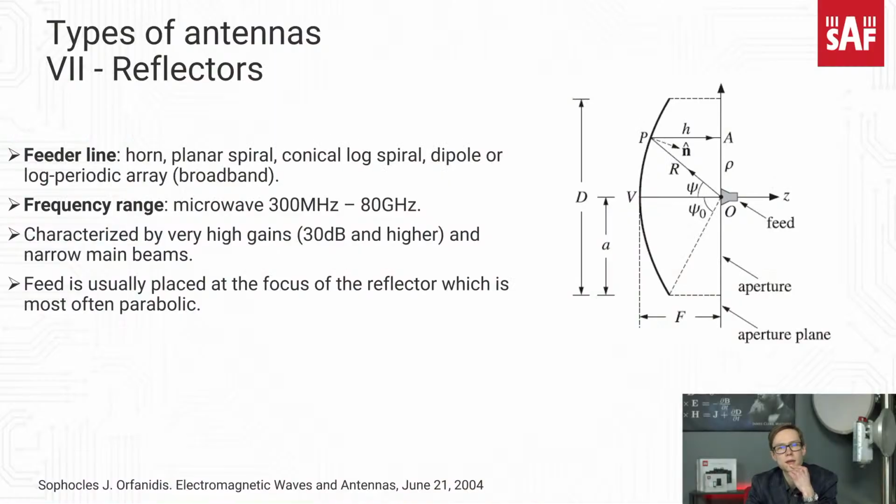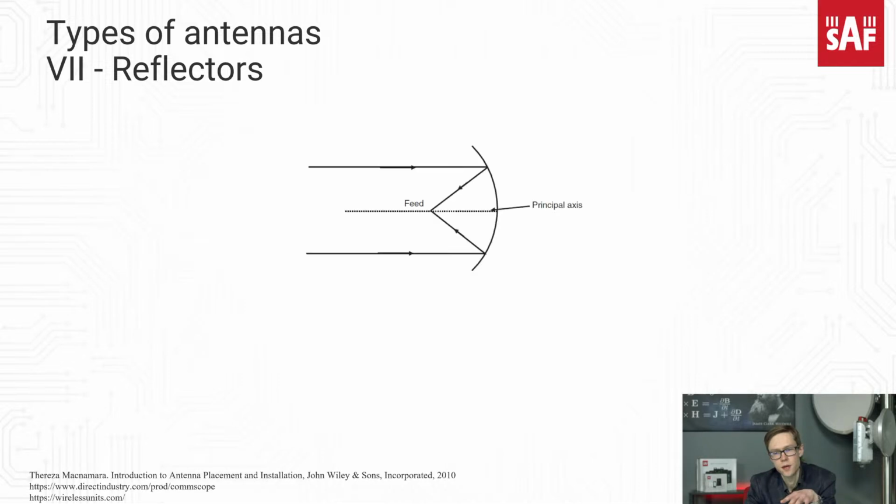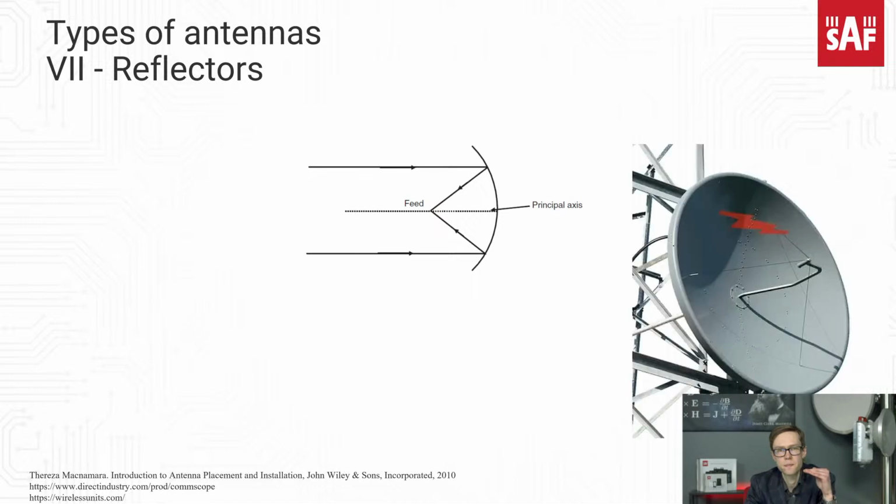Yeah, and the feeding element is usually placed at the focus of the reflector, and the reflector most of the time is parabolic. There could be different subtypes of this antenna, for example, using a single reflector or even a double reflector. This is the schematic of the single reflector antenna with this feeder element in the focus along this central axis.